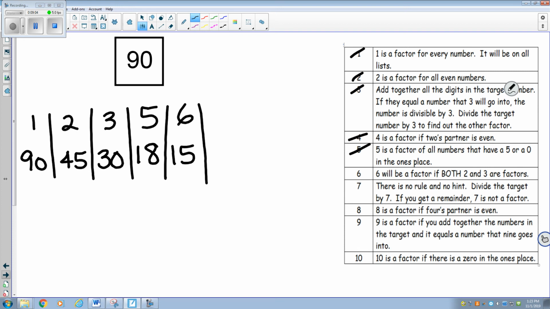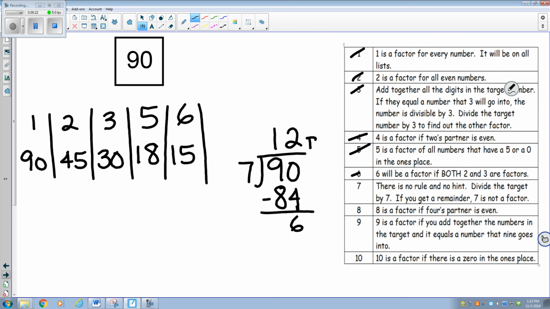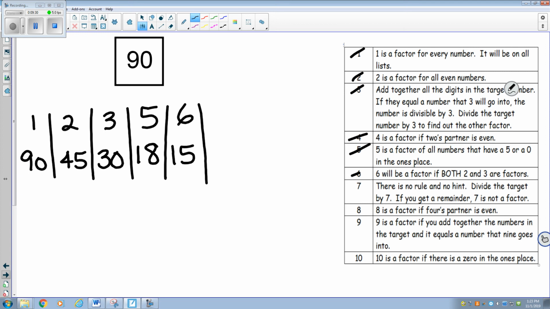So we tried 6. Let's try 7. There's no rule, no hint. We have to divide. So we have 90 divided by 7. So we know that 7 can go into 90 12 times because 12 times 7 is 84. But we have a remainder of 6. And anytime you have a remainder, that means that the number that we were trying, 7, is not a factor. So 7 doesn't go on our list.